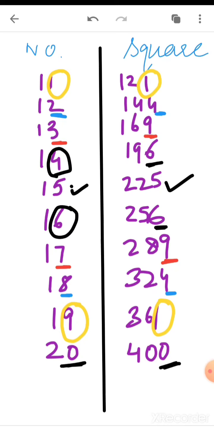I repeat these properties which we have discussed just now. If a number ends with 1 or 9, its square will always end with 1. If a number ends with 2 or 8, its square will end with 4 always. If a number ends with 3 or 7, its square will end with 9. If a number ends with 4 or 6, its square will always end with 6. If a number ends with 5, the square will end with 5. If a number ends with 0, its square will end with 0.